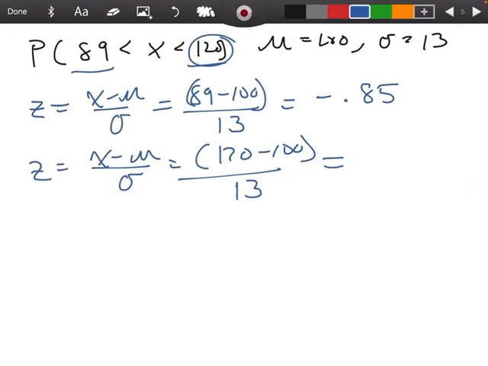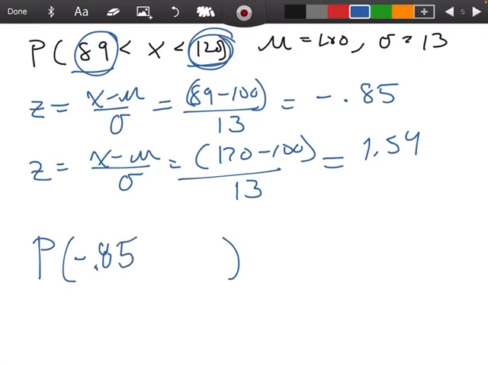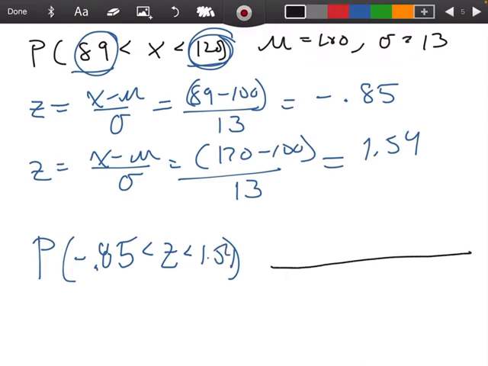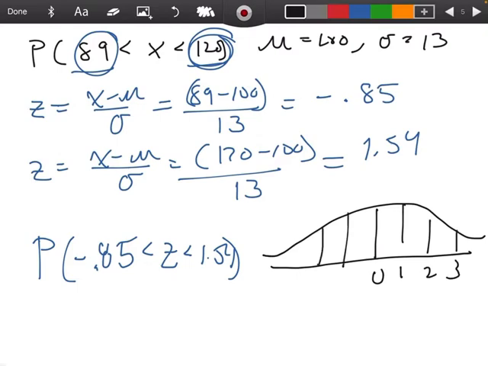So 1.54. So now what we're going to do, because we converted these x values to z-scores, we're going to say what's the probability that z is between negative 0.85 and 1.54. So again, just to give you an idea, what is it that I'm really doing here? Here's my normal curve, right? Remember, my mean in the normal curve is 0, and then my deviations are 1, 2, and 3 to the right, 1, 2, and 3 to the left.